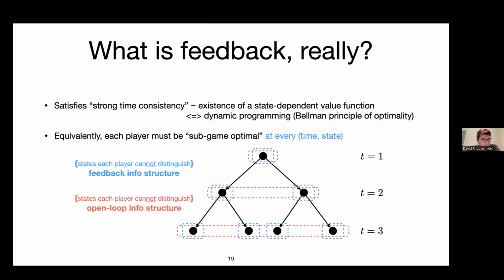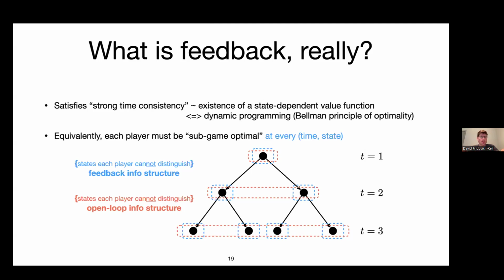But compare that to the red box. What the red box is saying is that at time two, the players will not be able to distinguish between the two vertices at that level. And same thing at time step three, the players will not be able to distinguish between all four of the vertices here. So there are different ways you can encode these information structures, and this is a particularly common way to do it.